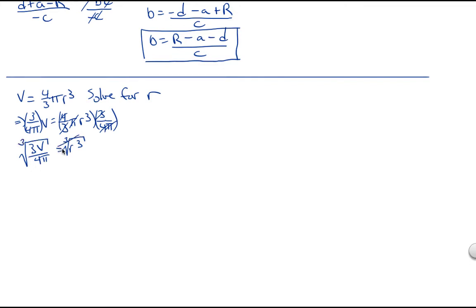This cube root gets rid of the third power. And so my answer is r equals the cube root of 3v over 4 pi. I oftentimes write this first because it's hard to write it inside the root. And that's it.